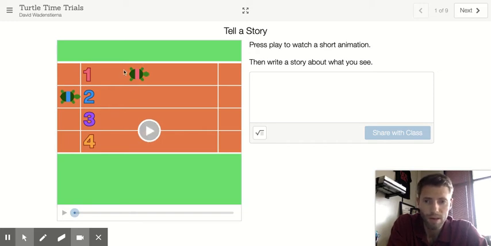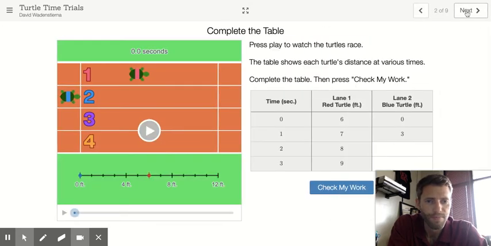Notice the top turtle here. He's not starting at the same place that the second turtle is, is he? So if you press play here, you can see turtle 1 starts ahead of turtle 2, but turtle 2 has a faster rate than turtle 1. Okay, that's what's going on there. So you could think about that.